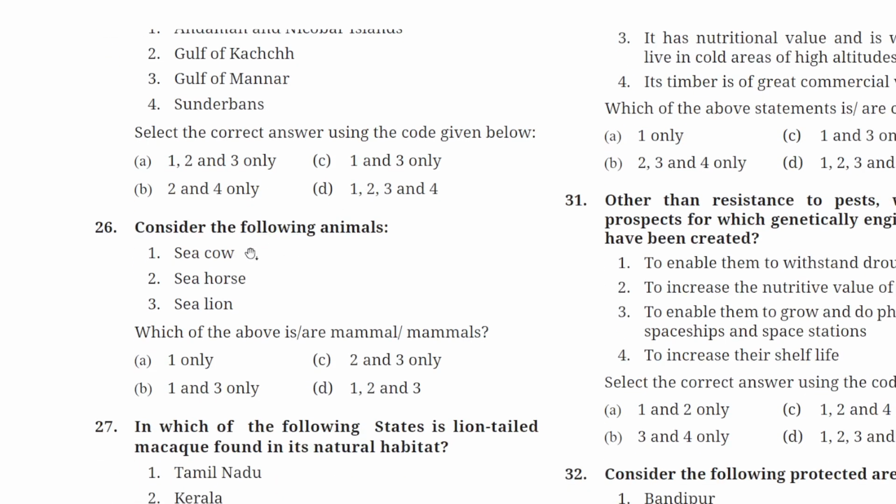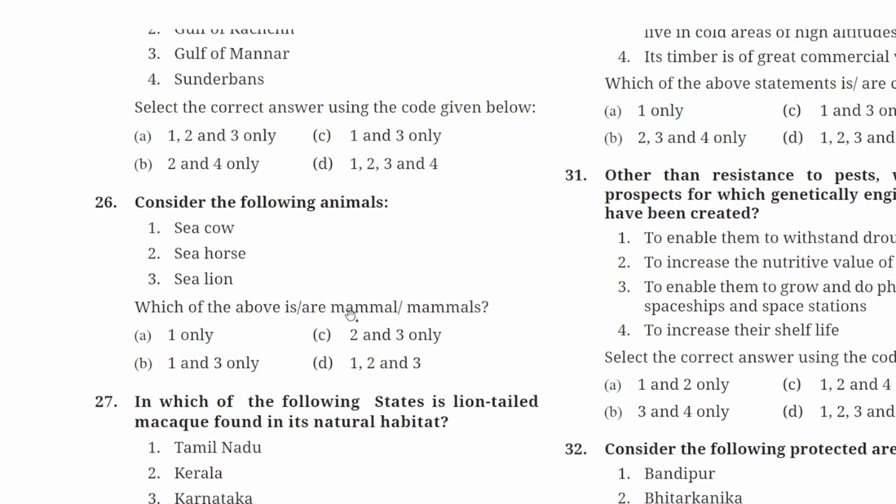Consider the following animals. Sea cow is dugong. Sea horse is sea lion. Which of the above are mammals? Oh, the question is about being mammals. Okay.